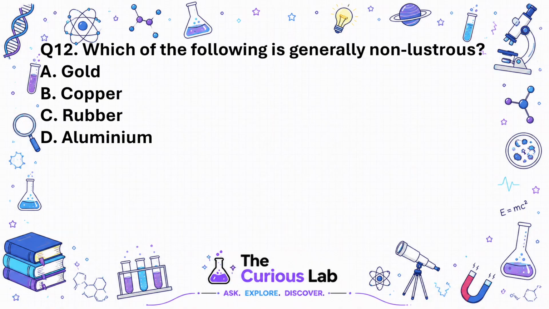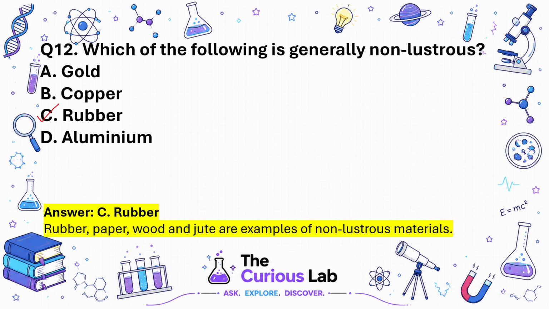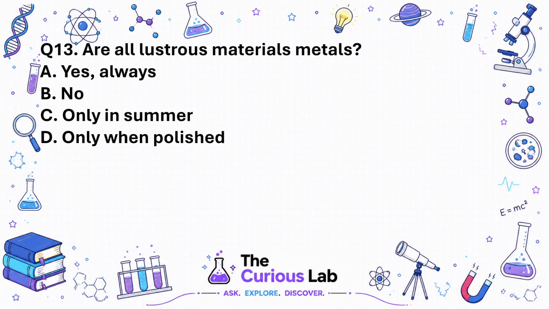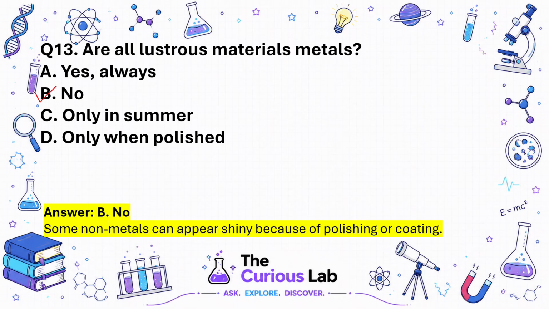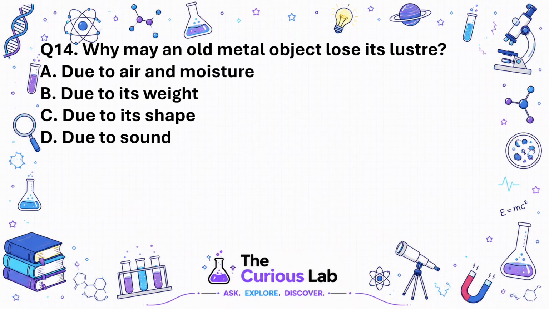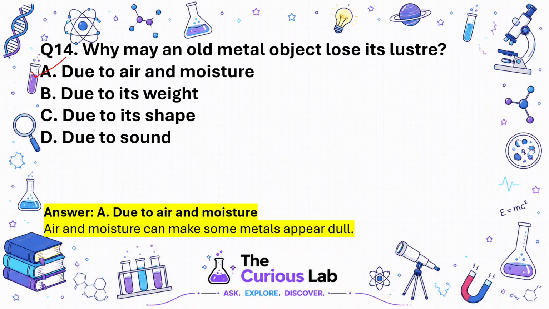Which of the following is generally non-lustrous? So the answer is rubber. Rest three, gold, copper and aluminium are metals and they are lustrous. Are all lustrous materials metals? No. There are some lustrous materials like wood, but it is not metal. Why may an old metal object lose its luster? Due to air and moisture. We see that the metals react with air and moisture and form a dull layer.